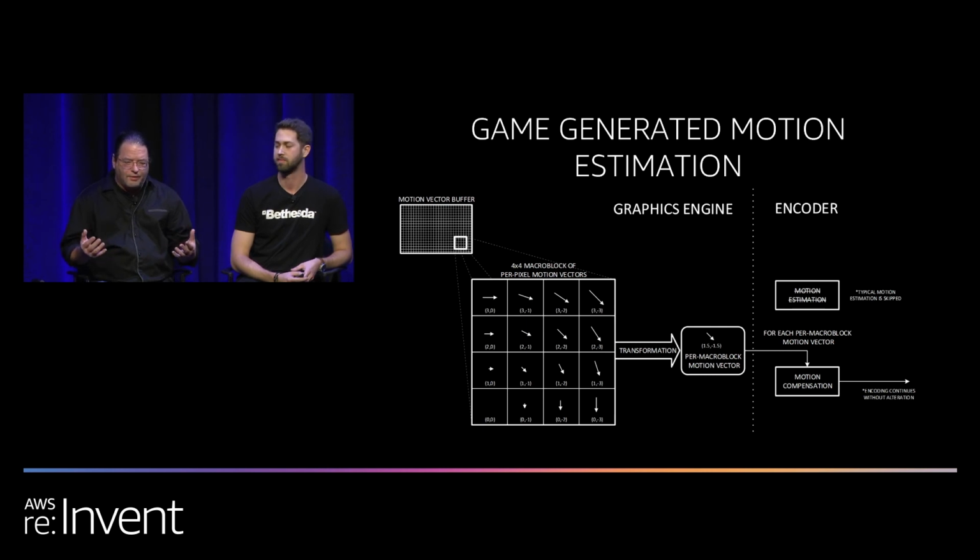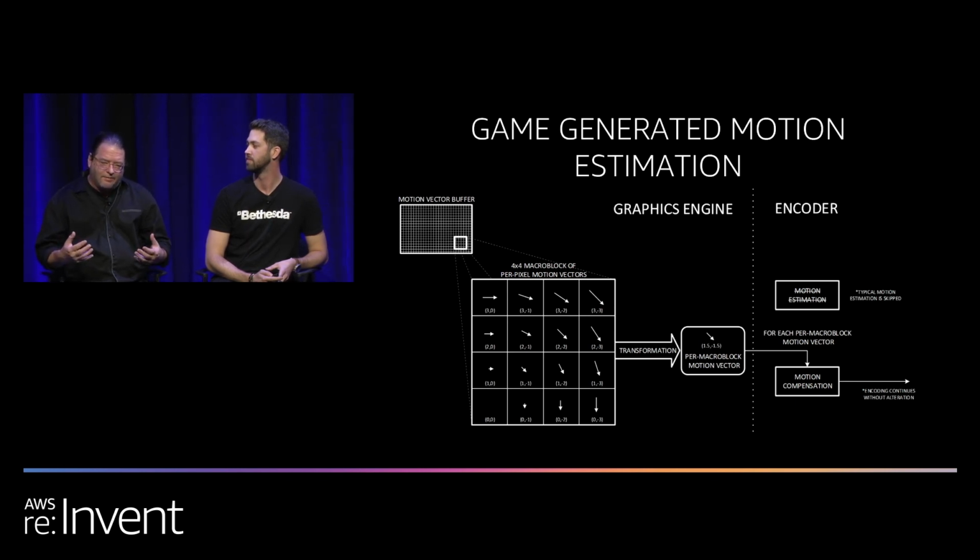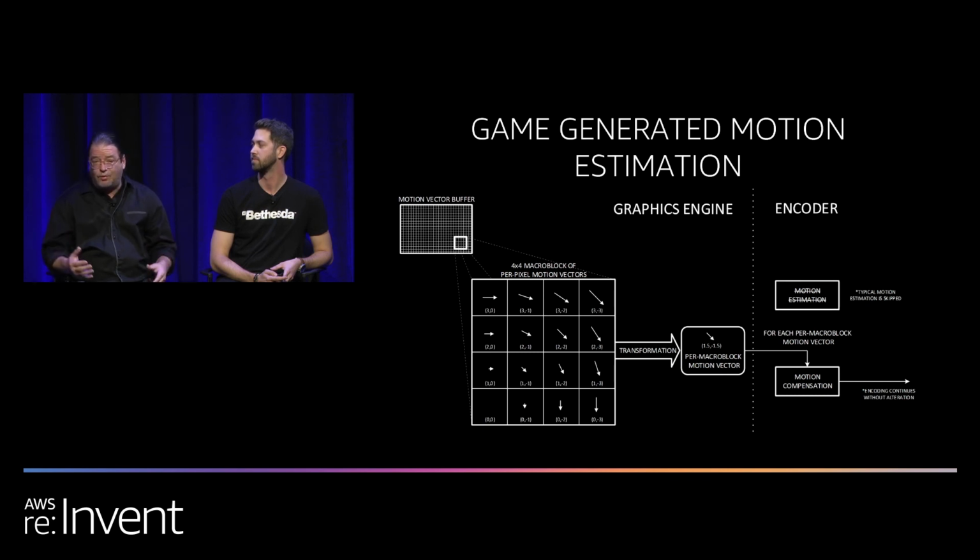And so what we do is we basically take the game-generated motion data and we inject it into the video encoding process and skip the most expensive part. And what we end up with is better bandwidth because the compression's better because the motion estimation's perfect. And we're able to have a higher quality video at effectively a lower bandwidth because of this particular technique.